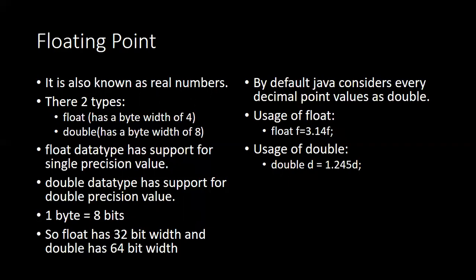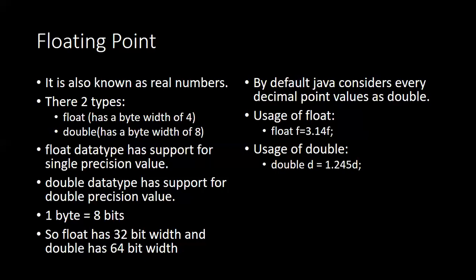By default, we need to remember that wherever we are inserting any point values in Java, Java by default considers it to be double. So to differentiate it as float or double, we need to add a suffix, that is F and D. So F is float and D is double, just to segregate it.